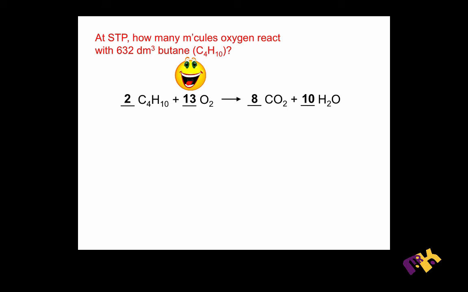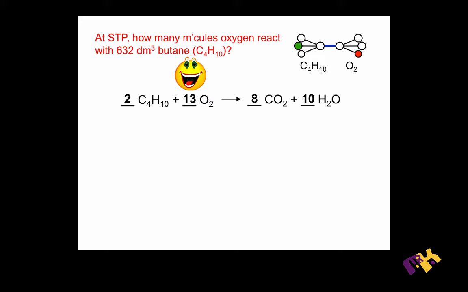All right, so don't panic if it doesn't work right away. But if you spend more than 5 minutes trying to balance things, you should probably start over from scratch. Okay, so we have this all set up. Now we need to figure out how many molecules of oxygen react with this.